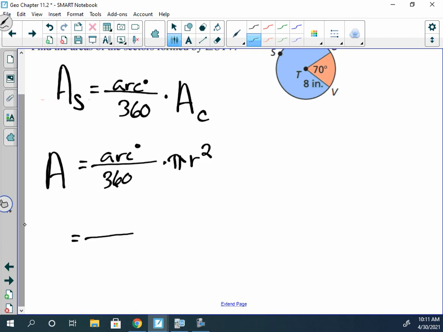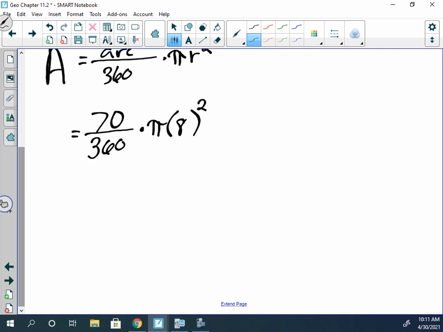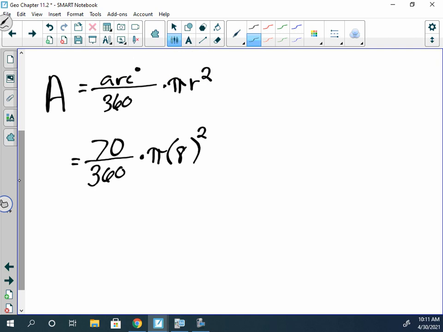So what is our arc measure? Almost. It would just be 70, because the arc measure is 70, and we would put it over 360. Now the radius that we have for this here is 8. So any questions on how we filled any of this in so far?